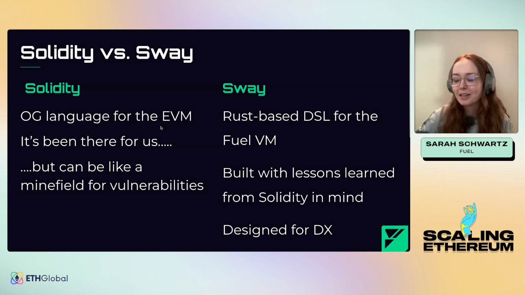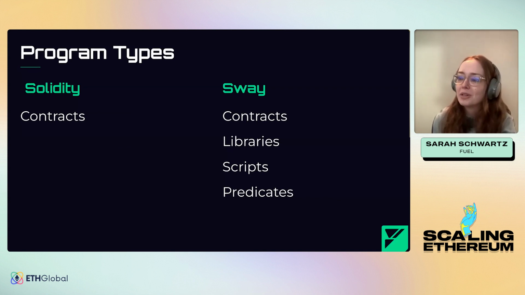Solidity, as you probably know, is the OG language for the EVM, and there are a lot of cool projects that have come out of it, but it can sometimes feel like a minefield for vulnerabilities and is really hard to get up to that level of pro Solidity developer. Sway is based on Rust. It's for the FuelVM, and it's built with lessons learned from Solidity in mind and designed for a really good developer experience. In Solidity, you can really only write contracts. With Sway, there are four different program types: you can write contracts, libraries, scripts, and predicates. And I believe we have a bounty out that is just for predicates for the hackathon.